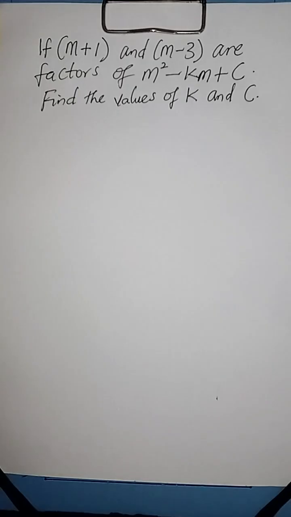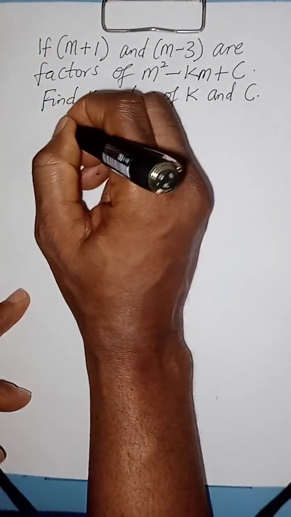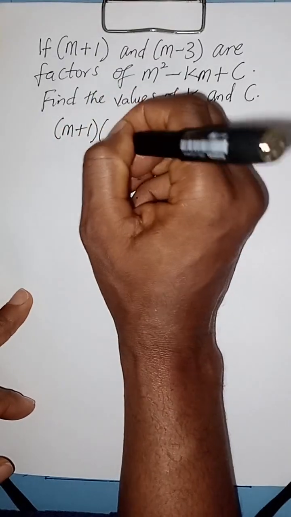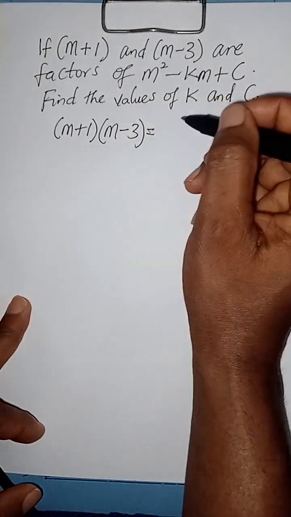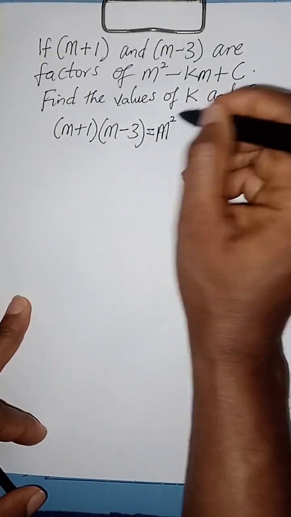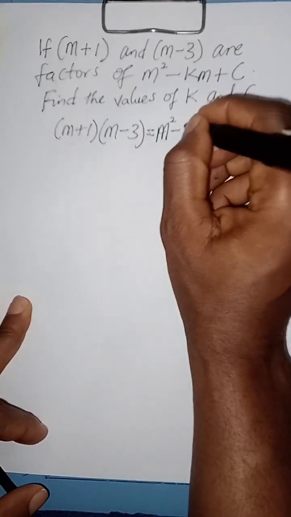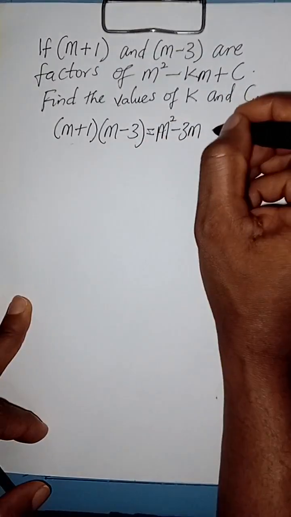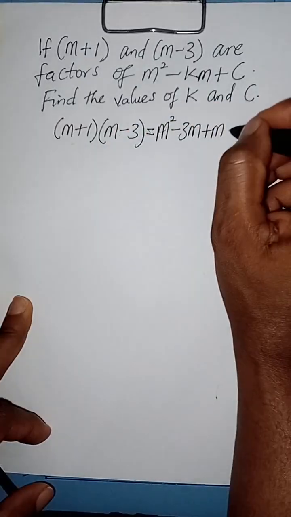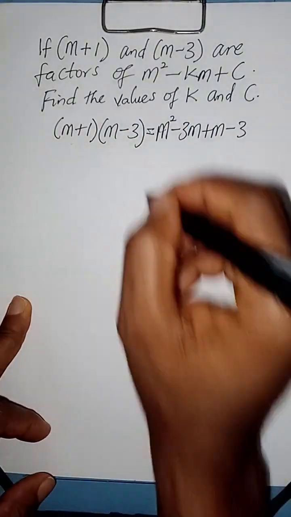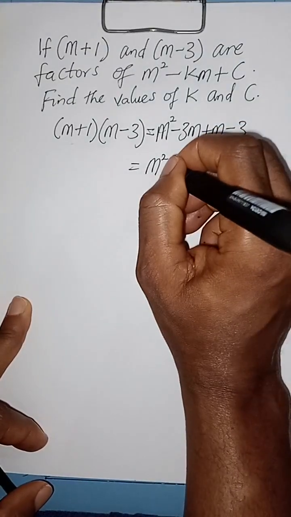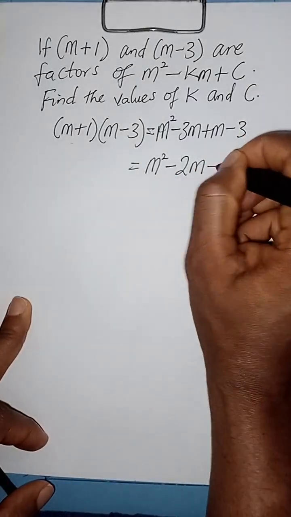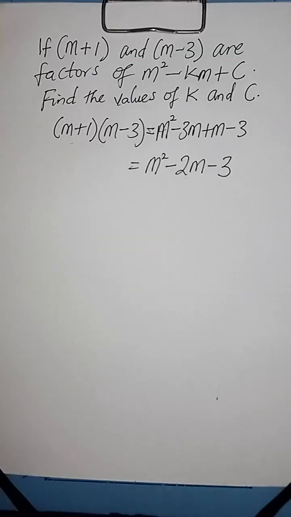Well, it's an interesting question. Since they are factors, m plus 1 and m minus 3, we're going to multiply them. So when you do, you're going to have m times m is m squared, m times minus 3 is minus 3m, 1 times m is m, and 1 times minus 3 is minus 3. This will give you m squared minus 3m plus m, which gives minus 2m minus 3. So that's the expansion. What's the next thing to do now?